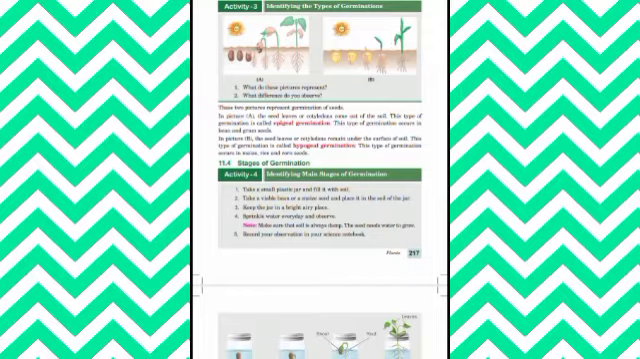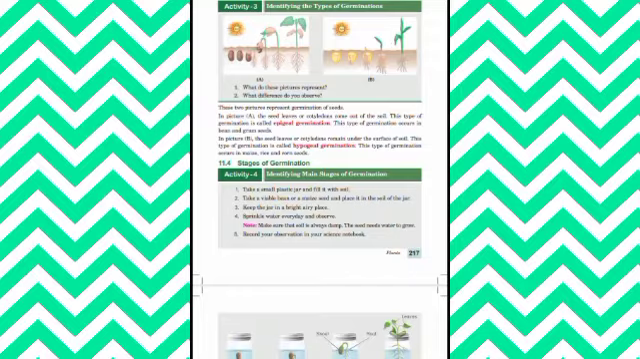The first one asks us what these pictures represent. Simply, these pictures represent germination. And number two, what difference do you observe? We are going to find the difference between pictures A and B. The first picture is the first type of germination, and the second is the second type of germination. As I told you, these two pictures represent germination of seeds.